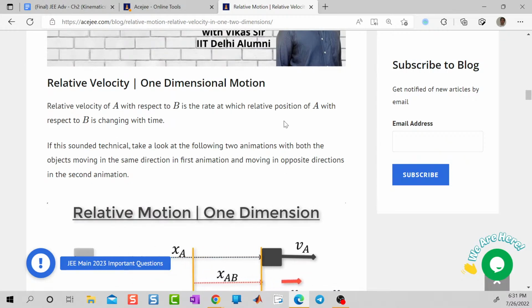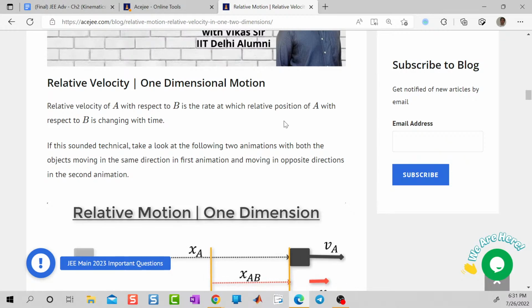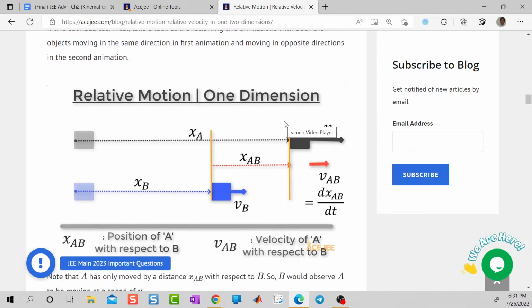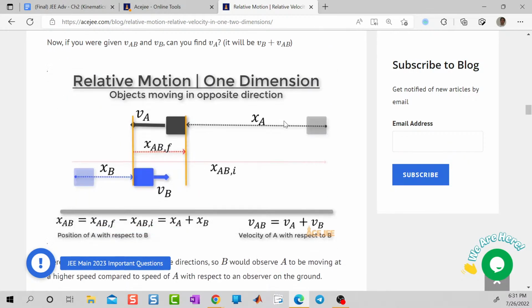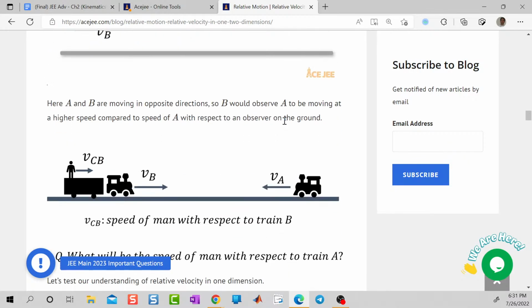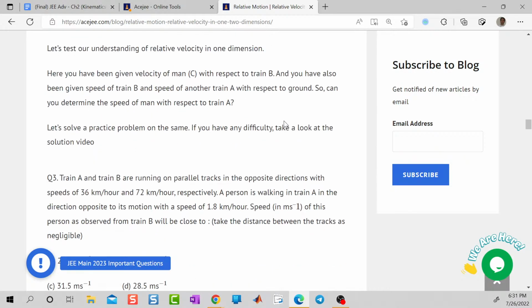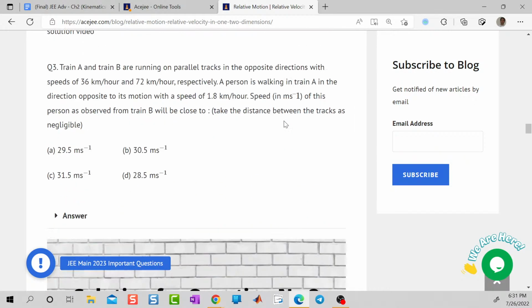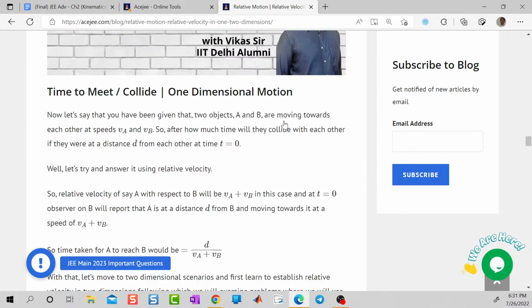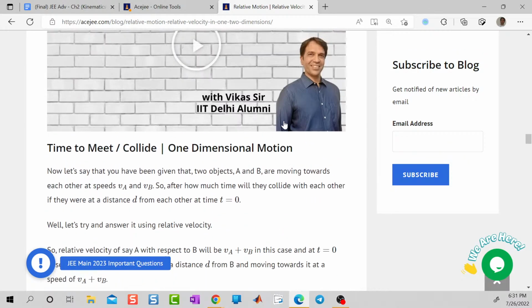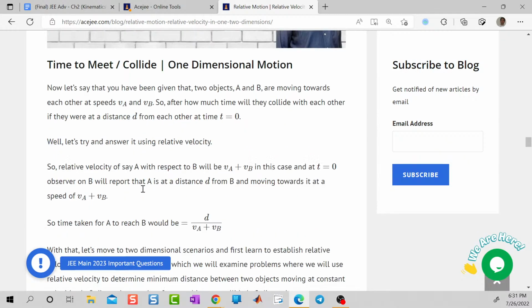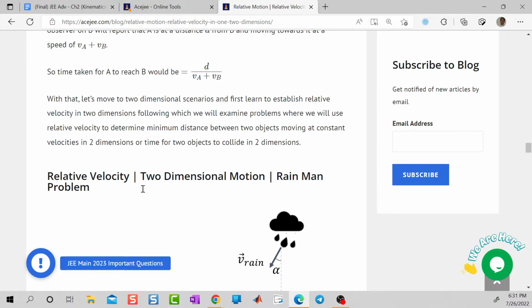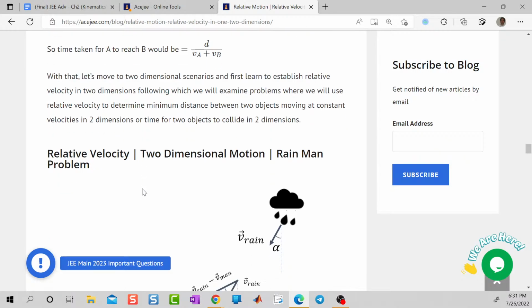So let me just roll through this particular block, see what do we have. Once we have gone through relative position, we'll talk about relative velocity. First we'll talk about relative velocity in one dimension, and we'll solve a few simple problems. Then we'll look at time to meet or collide in one dimension, right? So for two particles, how much time will it take for them to collide or meet when both of them are moving along one dimension? And then we'll get into the two-dimensional motion, right?